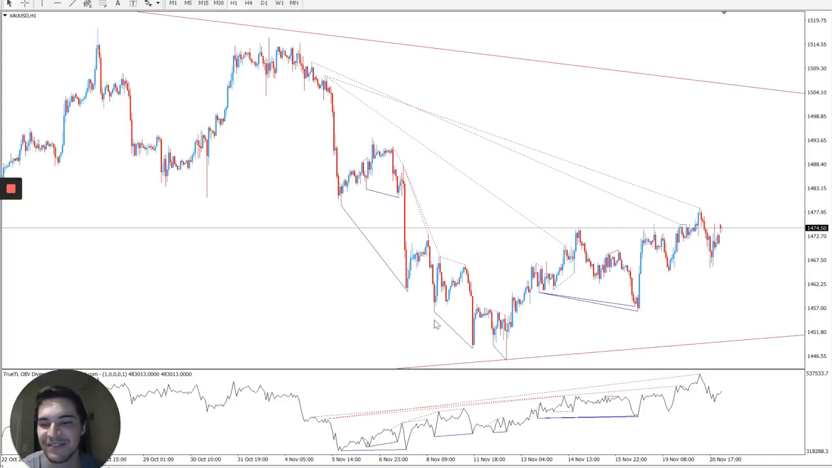And today I'm actually very excited because I want to show you my scalping strategy on how I catch anywhere between 50 to 250 pips per day, just scalping gold.